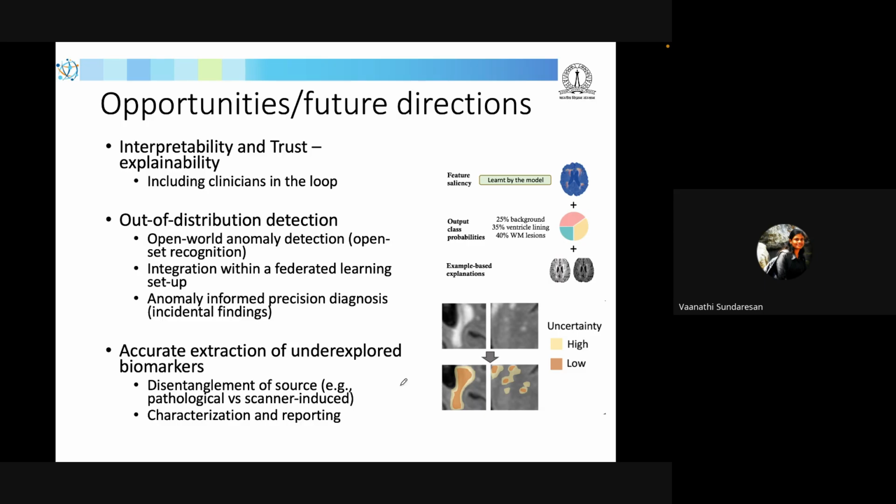The first is interpretability and trust, explainability, right? This is becoming increasingly important. I cannot emphasize how important it has become over a couple of years.